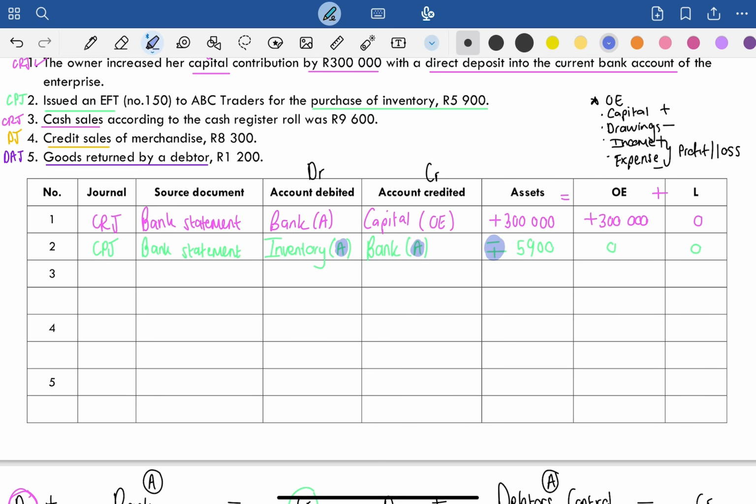So very important, once you see you're working with two assets, you can almost know that that's going to be the case: a plus and a minus in your asset column. Right, so CPJ is always bank is credit, everything else is debit.